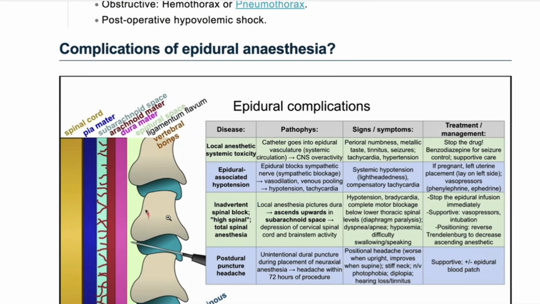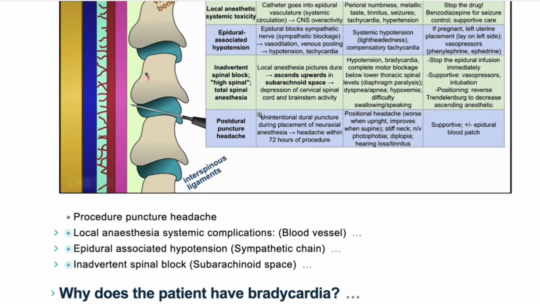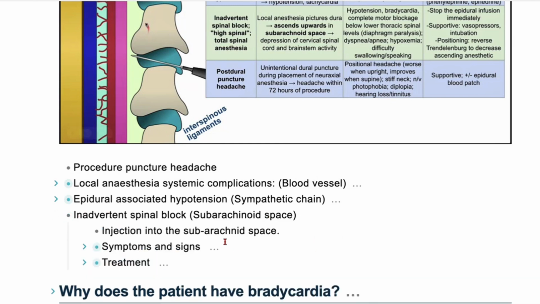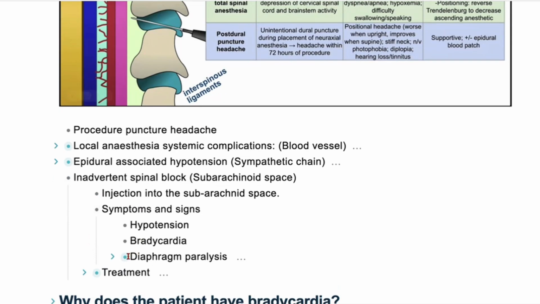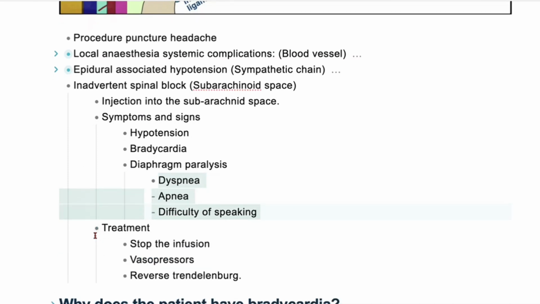It happens due to multiple reasons, like toxicity, epidural hypotension, or the inadvertent spinal block, or the high spinal, total spinal anesthesia. I think you mentioned that in the subarachnoid space, but this is the one that they seem to ask a little bit more about. The patient will come with hypotension, bradycardia, and diaphragmatic paralysis, and the symptoms of that are dyspnea, difficulty speaking, and difficulty breathing. You need to stop the infusion, give vasopressors, and put the patient in reverse Trendelenburg position to make sure they are well perfused.